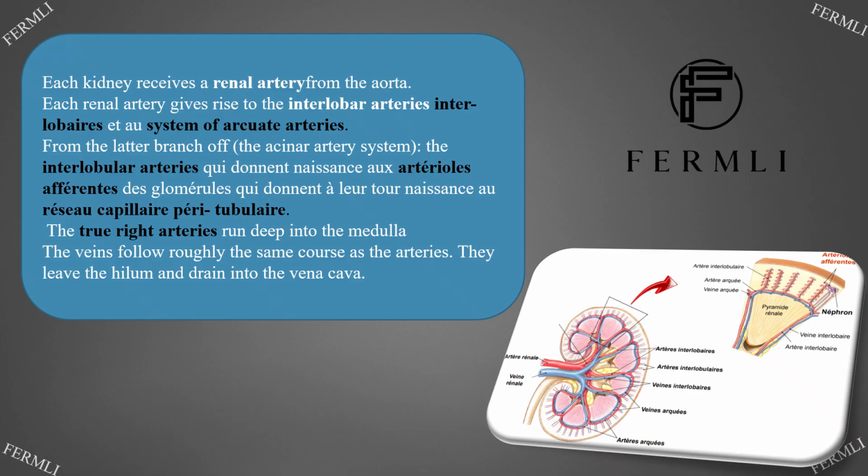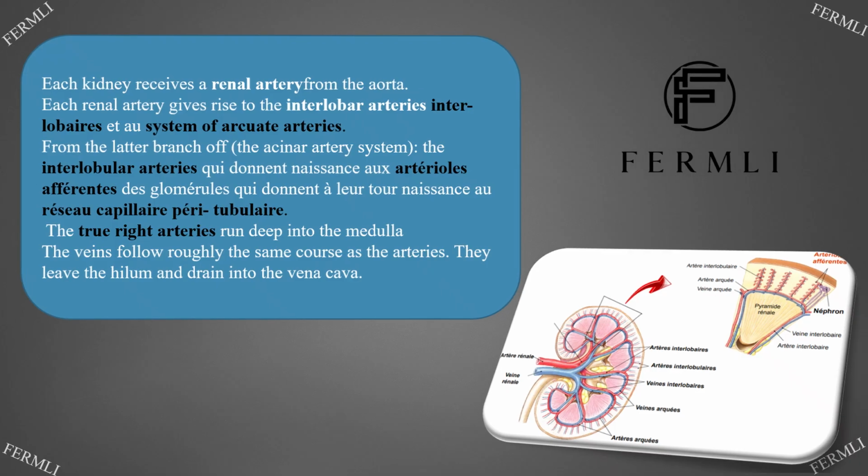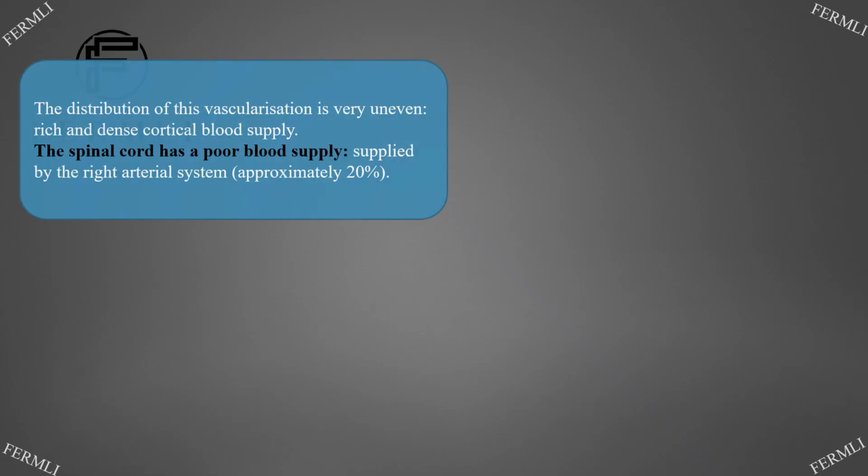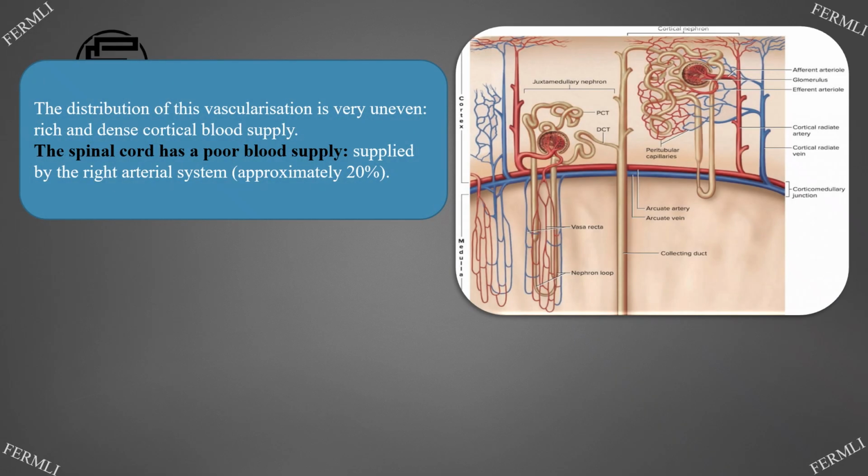The vasa recta arteries run deep into the medulla. The veins follow roughly the same course as the arteries. They leave the hilum and drain into the vena cava. The distribution of this vascularization is very uneven, with a rich and dense cortical blood supply. The medulla has a poor blood supply, supplied by the vasa recta arterial system, approximately 20%.